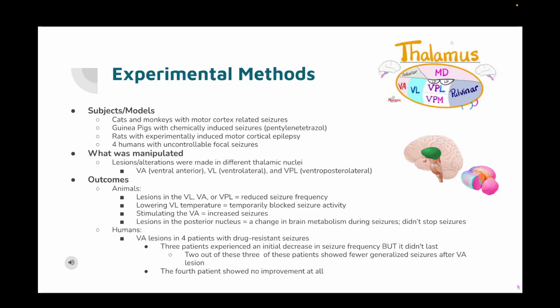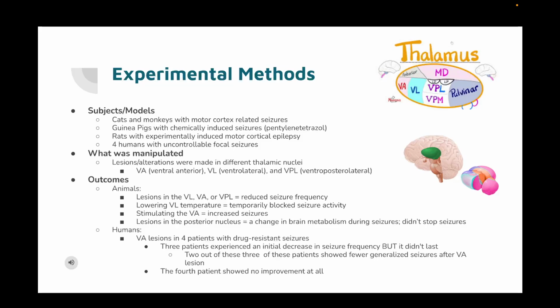During this study, the subjects and models were cats and monkeys with motor cortex-related seizures, guinea pigs with chemically induced seizures, rats with experimentally induced motor cortical epilepsy, and 4 humans with uncontrollable focal seizures.